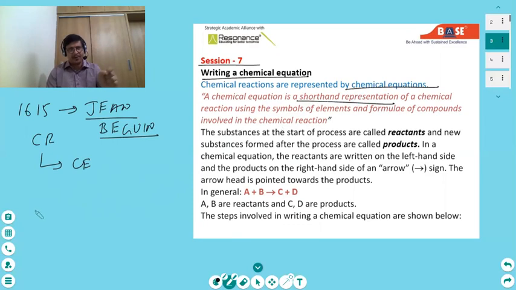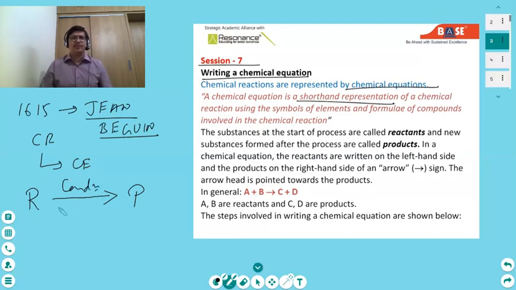Basically, there will be a reactant and a product, with some conditions. Suppose I represent the reactant as R and the product as P. So you show the reaction like this: reactant becoming product. Various conditions are there, and those conditions we will see in our future classes. The substance at the start of the reaction is known as the reactant.